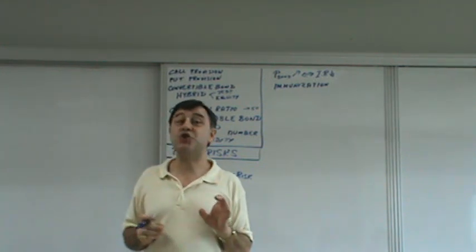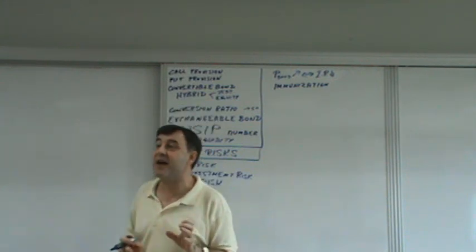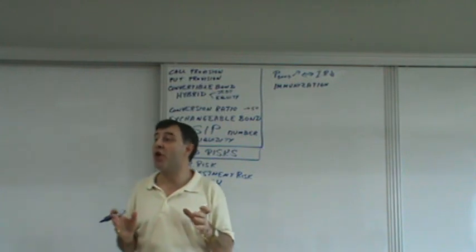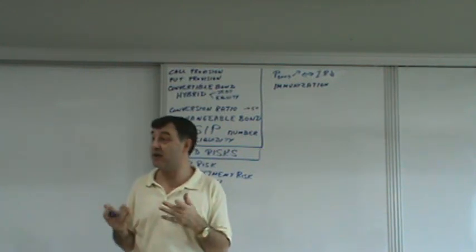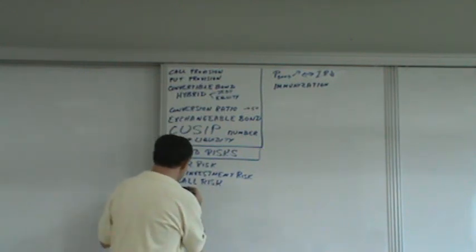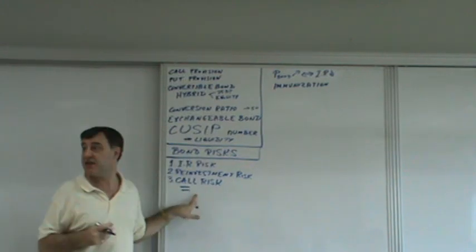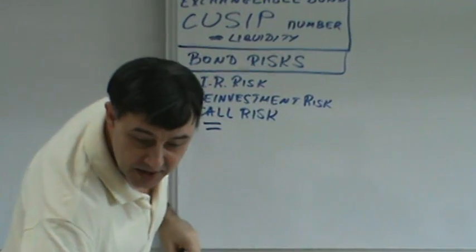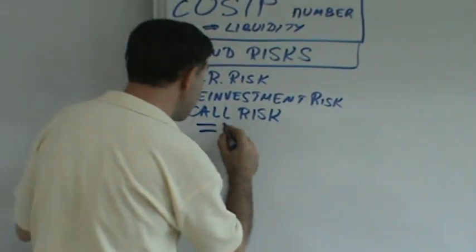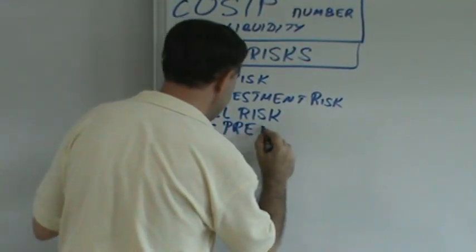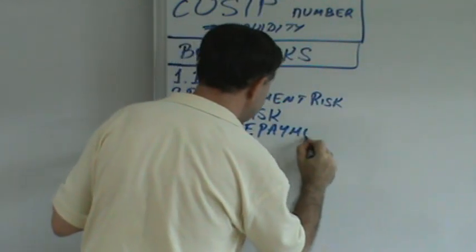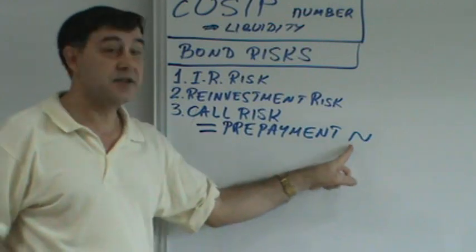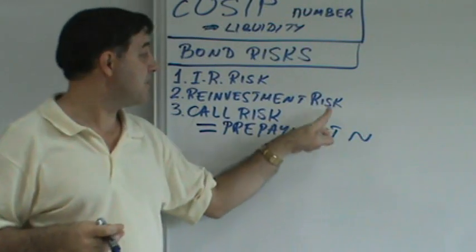It is actually exactly the same as what happens with mortgages, and in the mortgage world it is a well-known problem. So I'm going to put a nice big equal sign, which is the same as, let's see, prepayment risk. Prepayment. Again, this little dash means the same as above, risk.